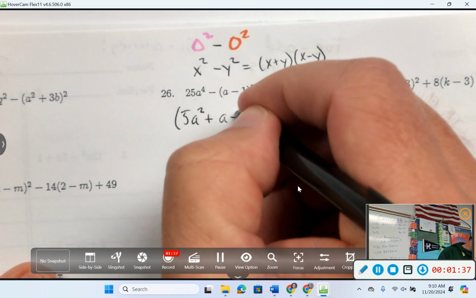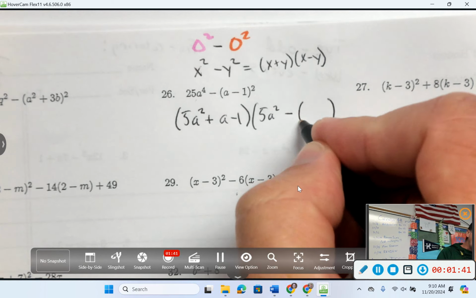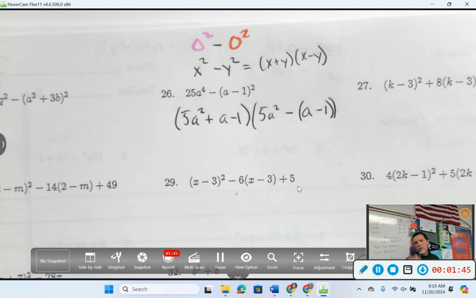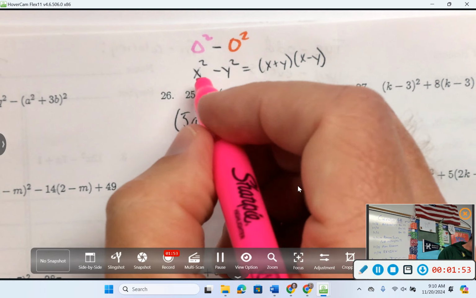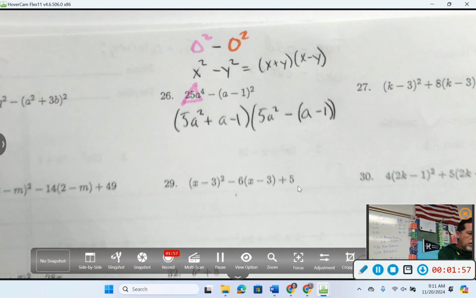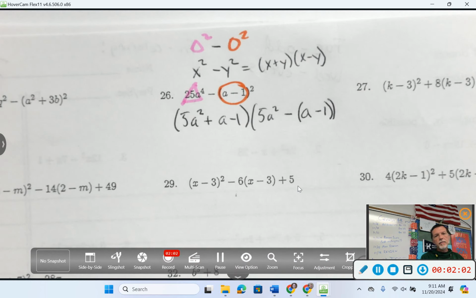So plus a minus 1 and minus. Be careful on the minus. Either put it in parentheses so it's minus a minus 1, or you could distribute and make it a plus 1. Again, it's this idea of I've got something squared, something else squared, so fit the pattern.